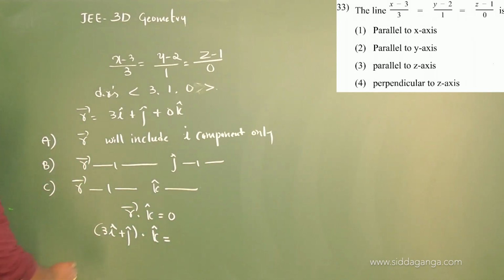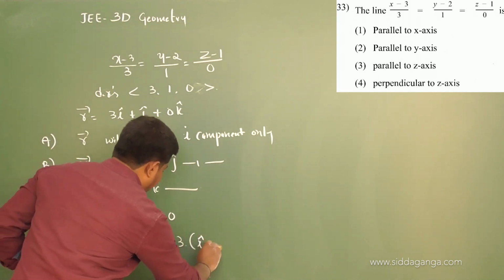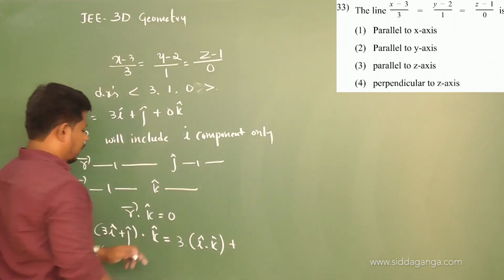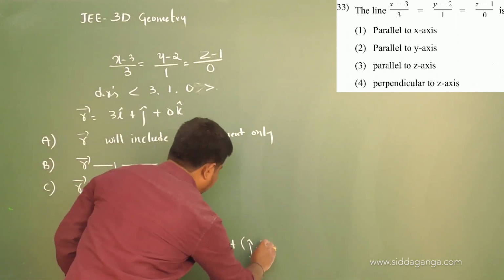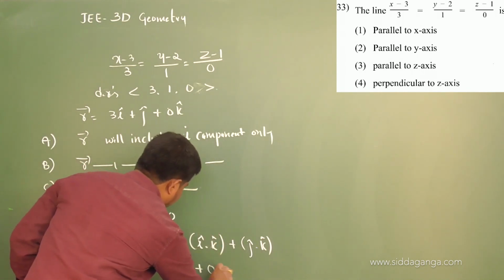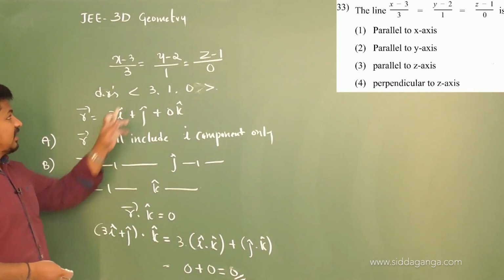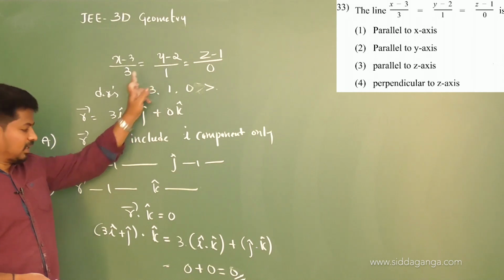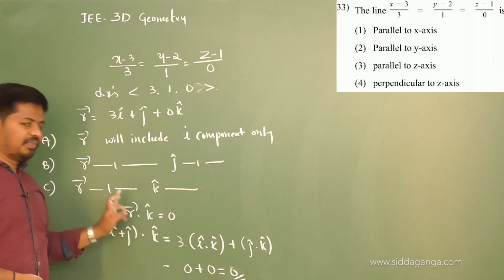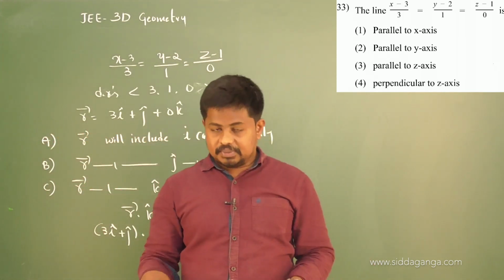Let me check the value. 3i into k: 3 into I dot k plus j dot k. So 3 into I dot k is 0 plus j dot k is also 0, so your answer is 0. Of course, whenever this line is perpendicular to z axis, R dot k must be equal to 0. As this happens, option 4 is the correct one. You mean the given line is perpendicular to z axis.